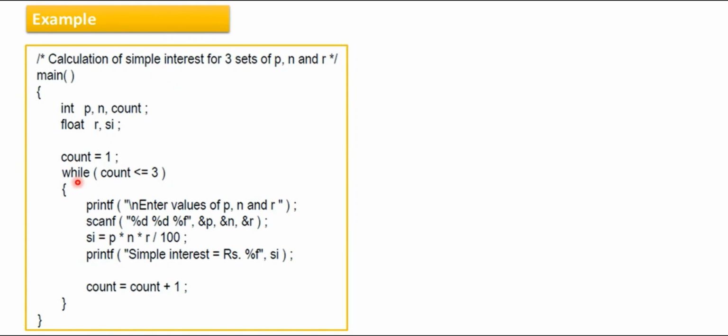So the same variables have been defined with count equal to 1. Now, while count is less than equal to 3, that means the test condition is written within while, okay? So while count is less than equal to 3, this body of the loop will be executed and you will see at the end count is equal to count plus 1, that is the update expression, okay? So as long as count is less than equal to 3, this body of the loop will be executed, and after the execution this count will be incremented by 1.